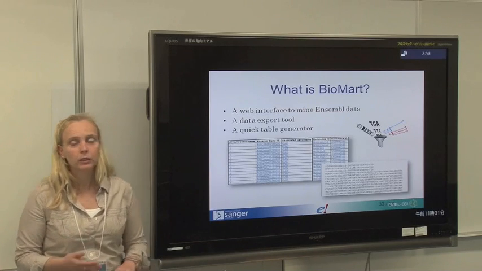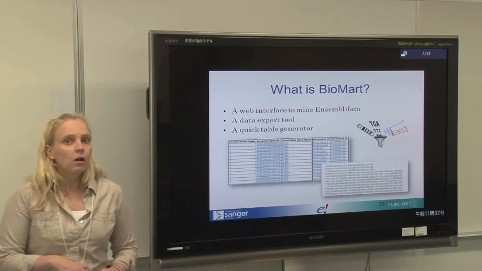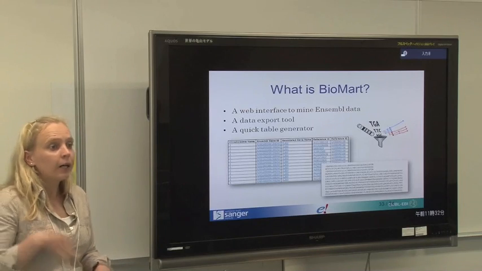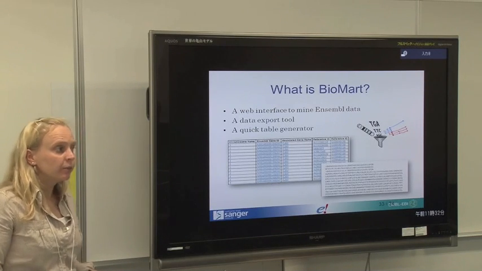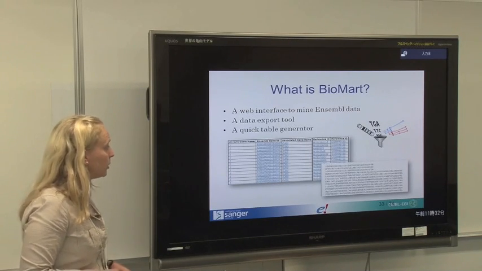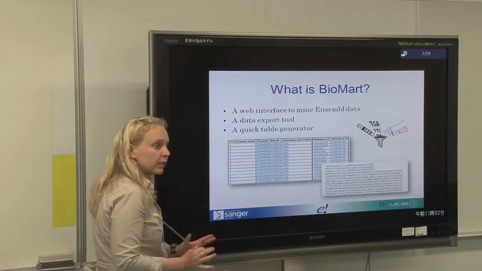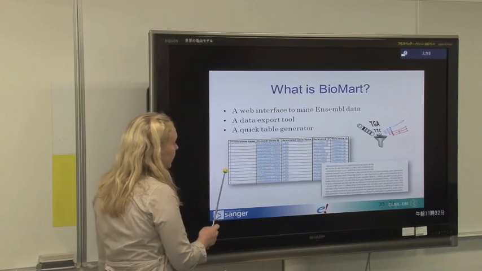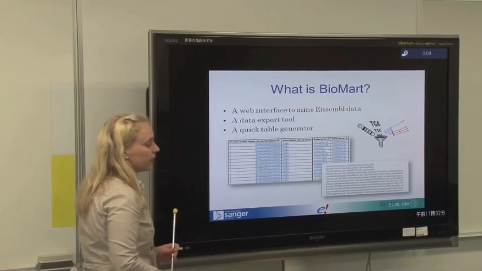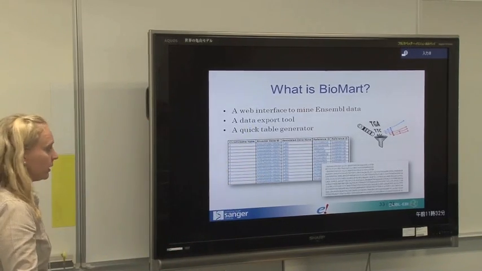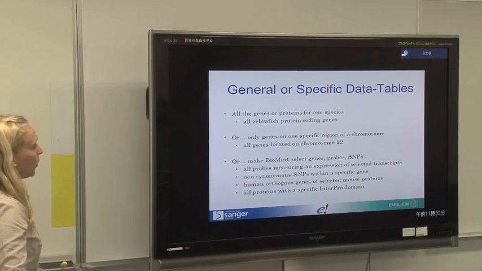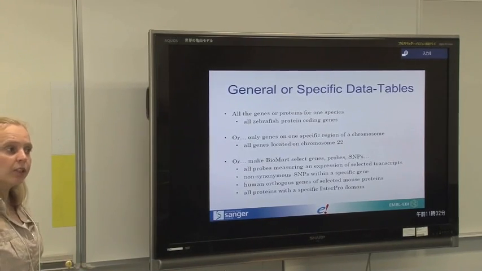So maybe you want to export all microRNA genes in the genome. BioMart would be able to do that. It takes all the data from Ensembl, it processes them in some way, and then you can ask it to export either tables or sequences. So it can be specific or general.